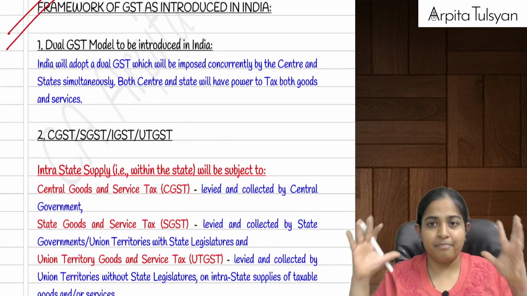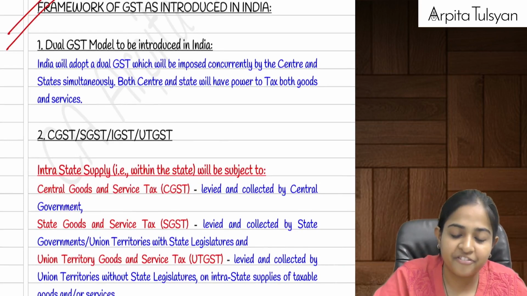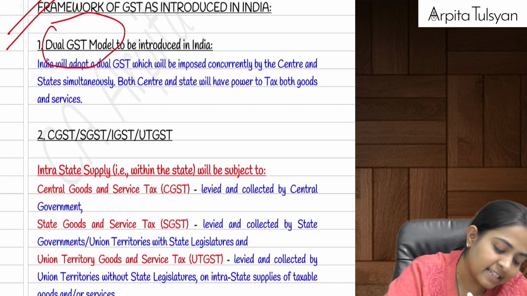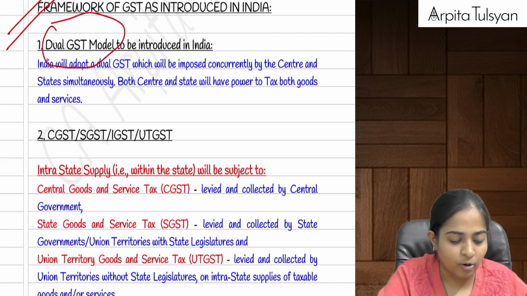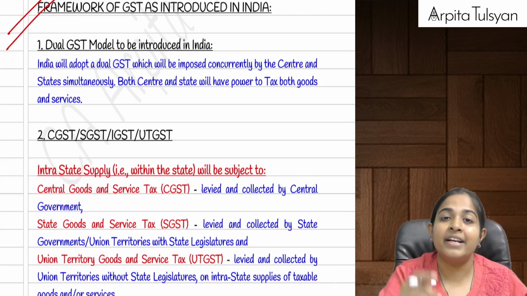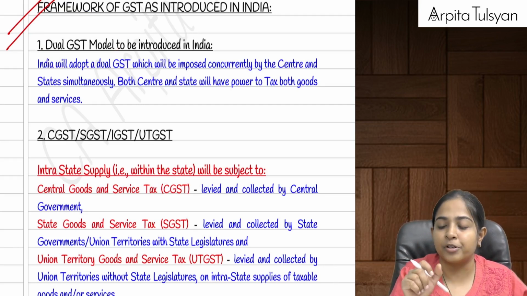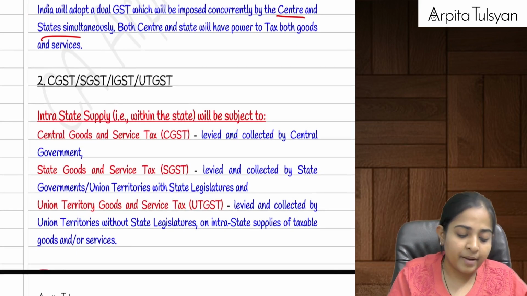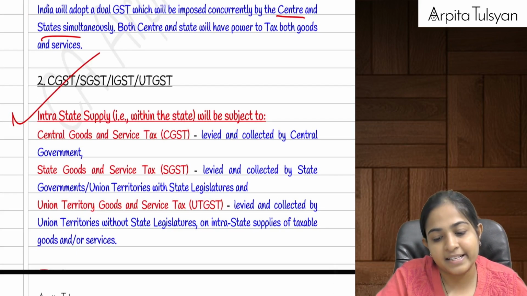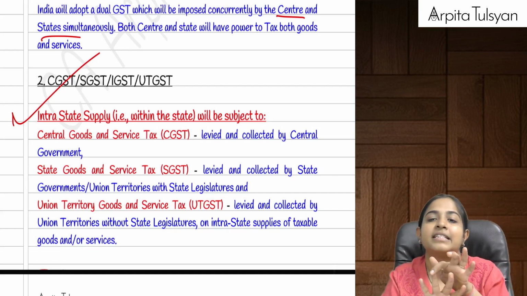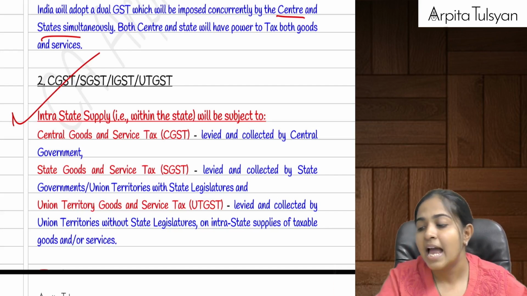Many points about GST and the framework of GST have been included here. First of all, they are telling that this is the dual GST model. Dual GST model means the GST will be levied simultaneously by two: one is the center and the other is the states. Now, what are the types of taxes under GST that will be levied? Four types of taxes: CGST, SGST or UTGST, and the last one is IGST.